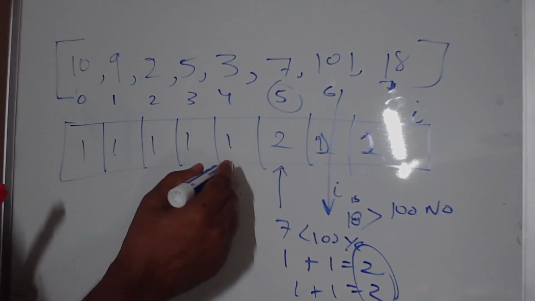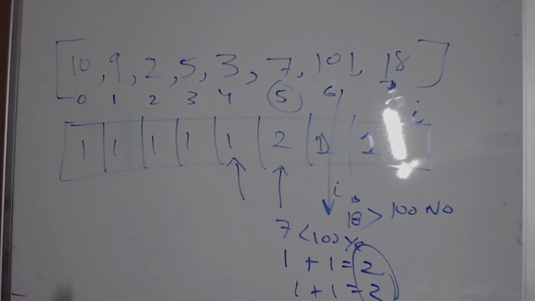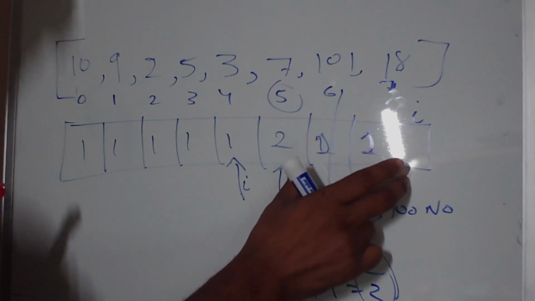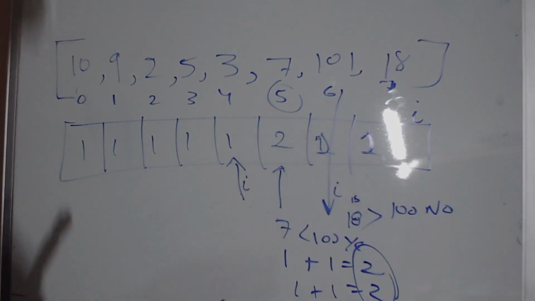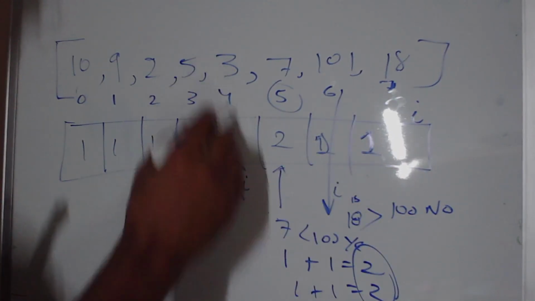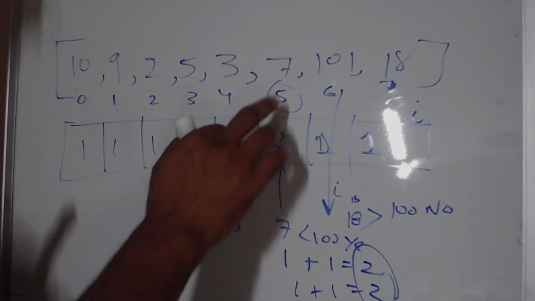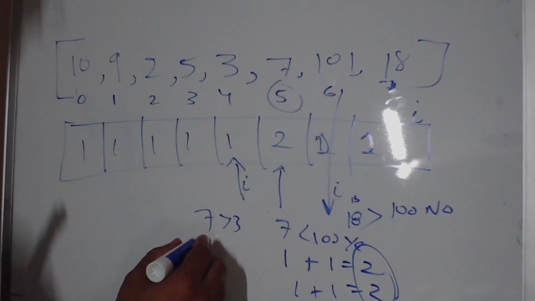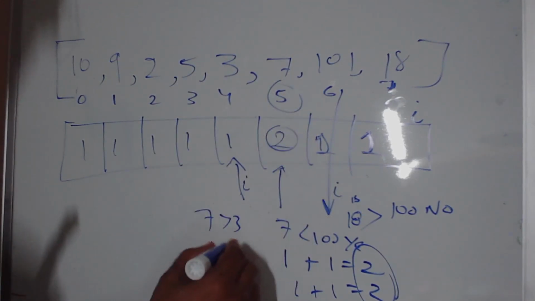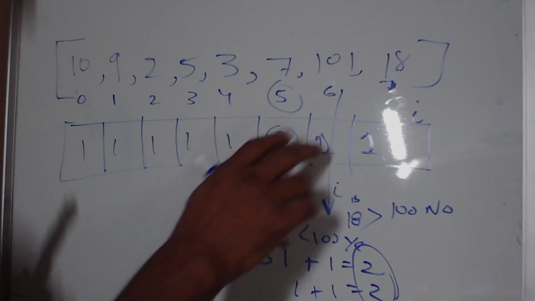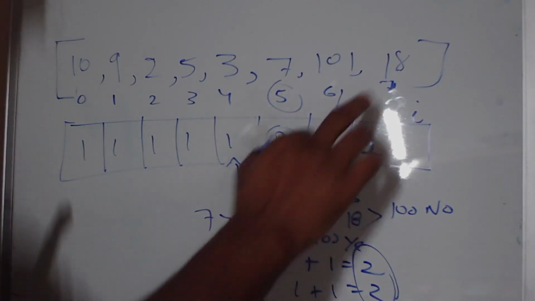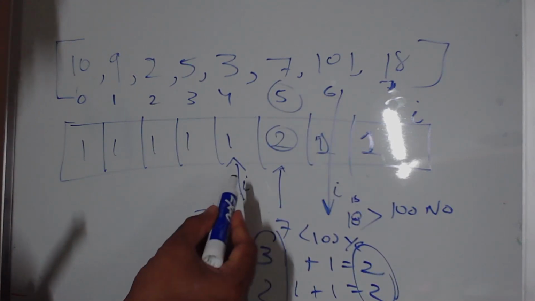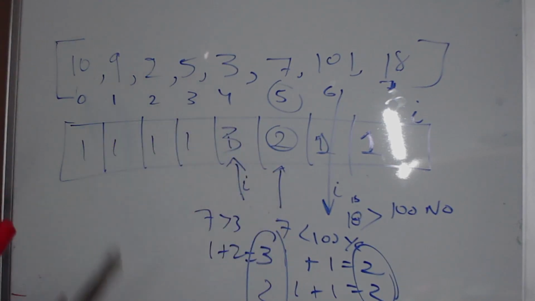In the same way, we move our pointer to the 4th index I. Then again we compare everything to the right of I. Now, is 7 greater than 3? Yes. So if we consider 7, the subsequence length is 1 plus 2 equals 3. Same way, if we consider 101, it will become 2. If we consider 18, it will become 2. Then the max of these 3 numbers is 3, right?